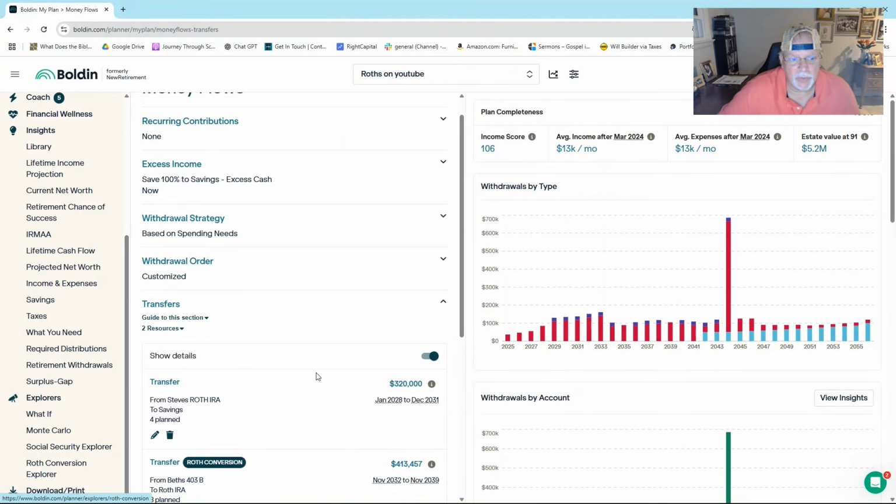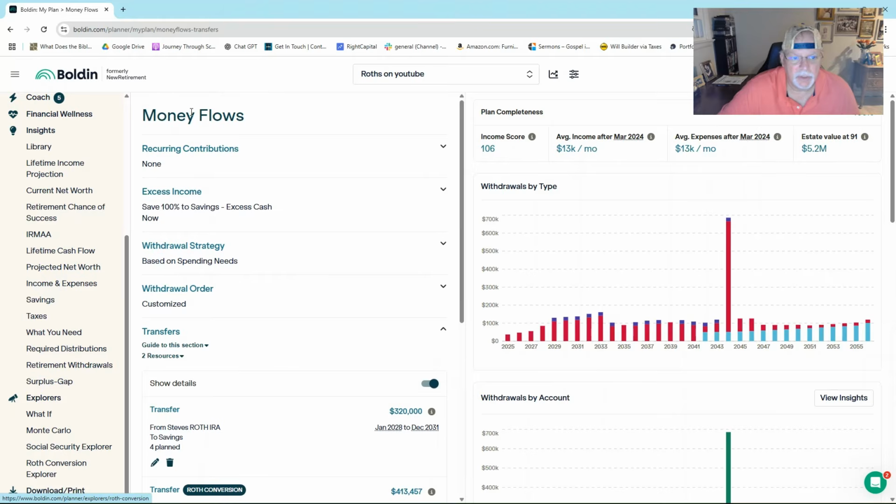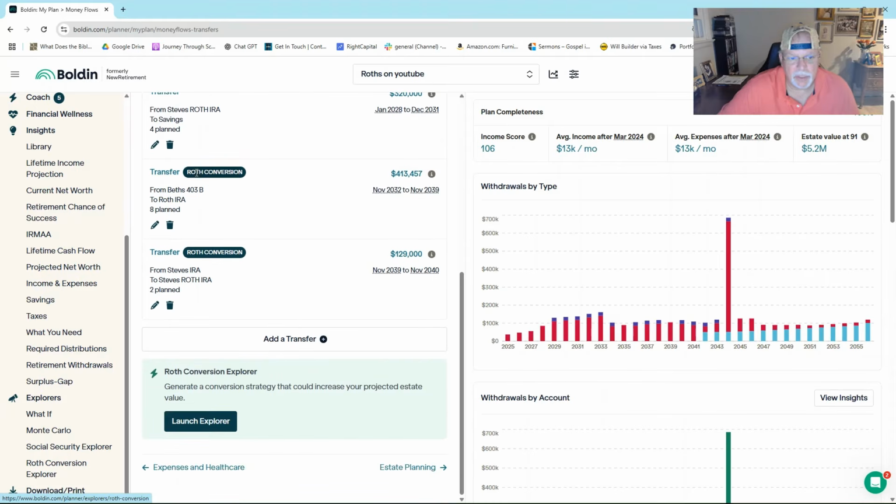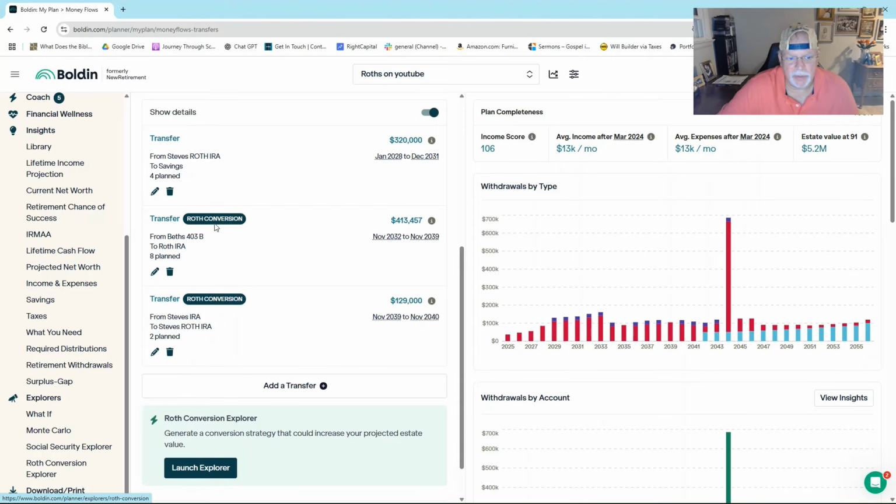So now you're going to cruise in here. You're already in here, actually. You're in the money flows, and you're going to see the Roth conversions it put in. So it put these Roth conversions, one from my IRA, well, two, and eight from Beth's IRA.